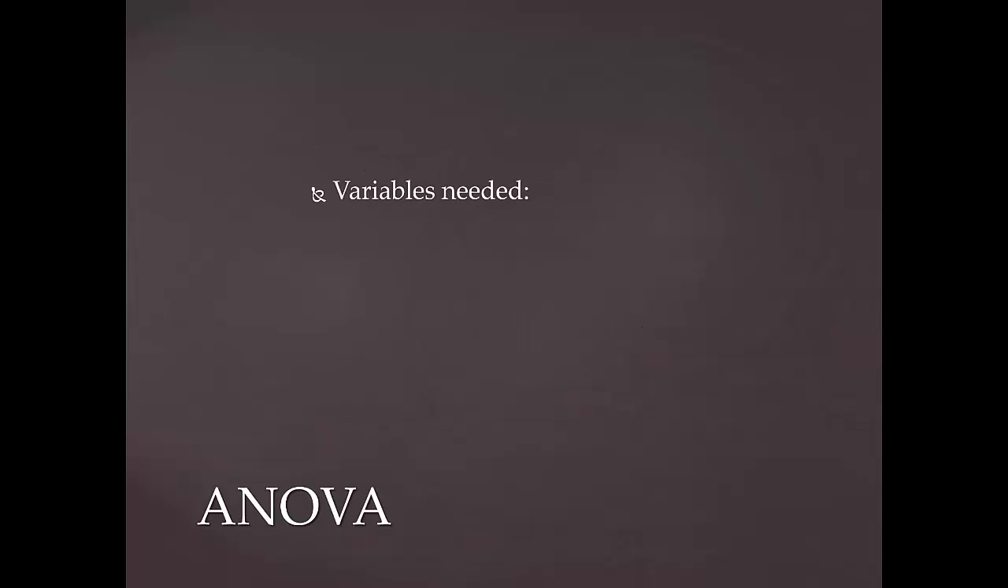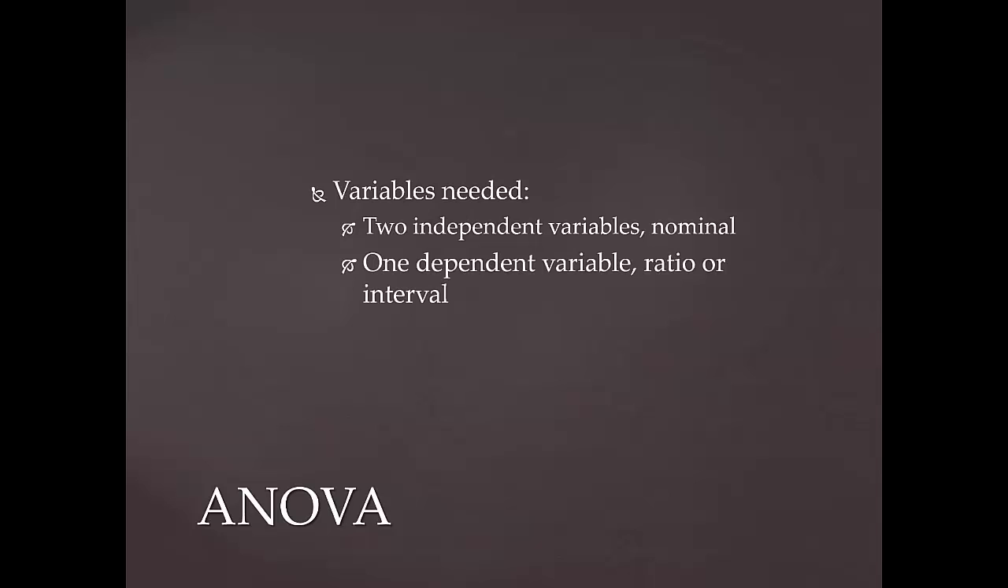Now, as I already implied, for the two-way ANOVA, you need the following variables. First of all, you need two independent variables that are measured at the nominal level, for example, gender and program type. In program type, we have two levels we're going to look at, or two groups, which are online and traditional. And for gender, there are also two groups, males and females. We also need one dependent variable measured at either the interval or ratio level.